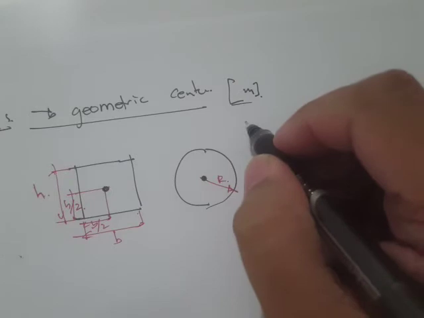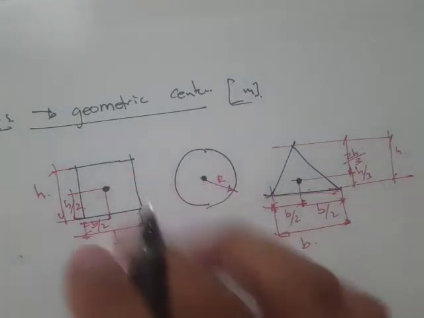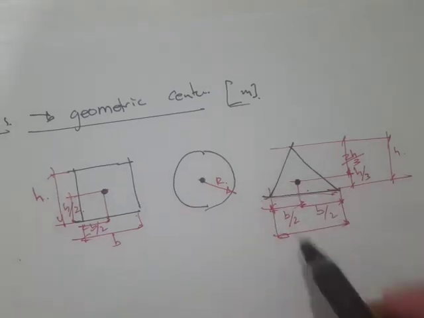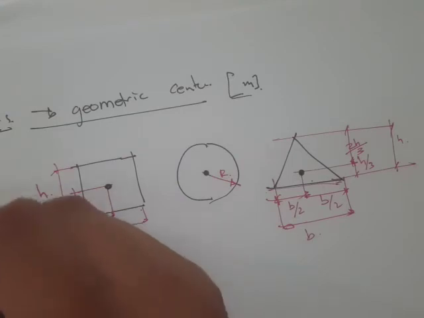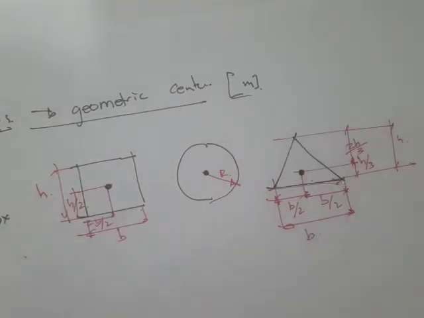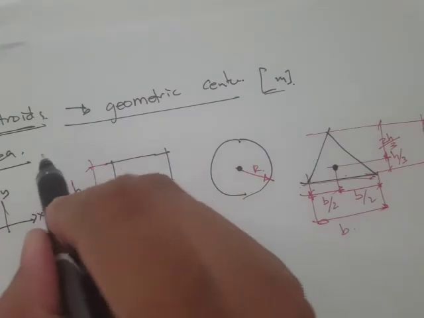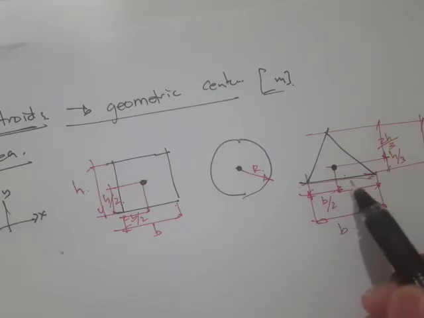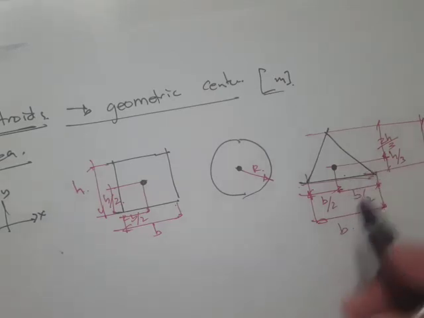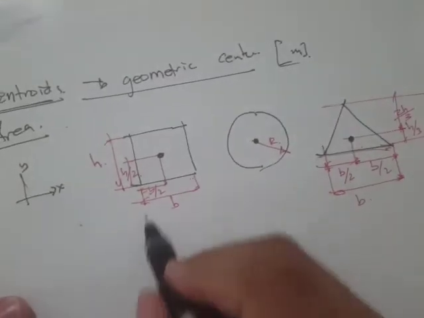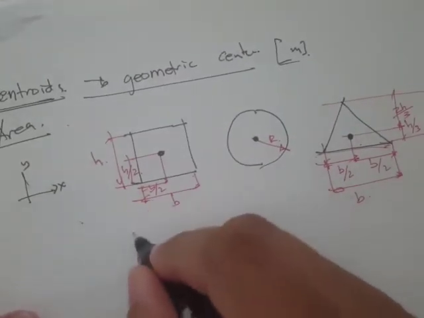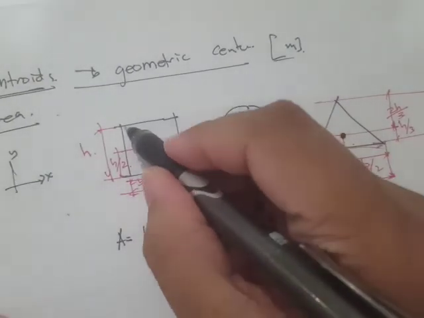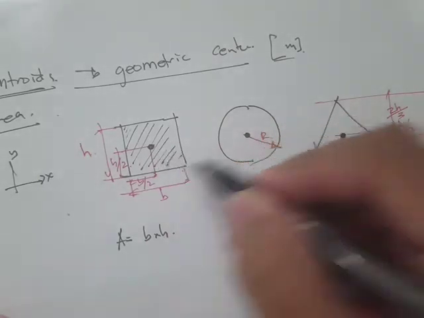That's the geometric center. That geometric center could be with respect to x, or with respect to y. So it's just a position, and the area is basically the product of the length along x times the length along y. Now for the square, the area is simply base times height, right? So this is our area.